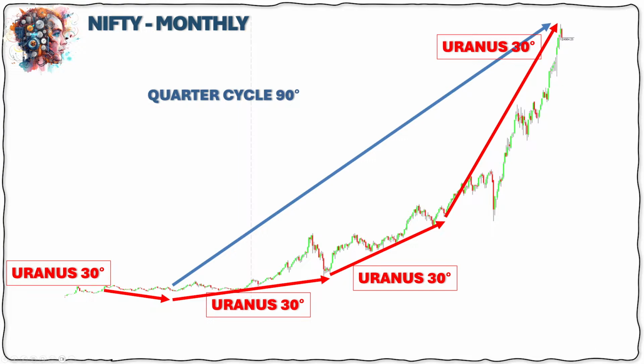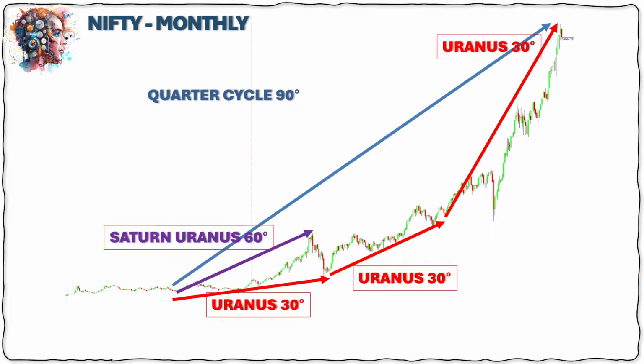Now did this actually work? Interestingly, let's see what happened with Saturn Uranus. Saturn Uranus put in the 2008 top. What we studied earlier, whichever comes first will put in the top if it is an upcycle, and the next one will put in a bottom. Again, Saturn Uranus 60 degrees put in this top, and the bottom came in 30 degrees Uranus.